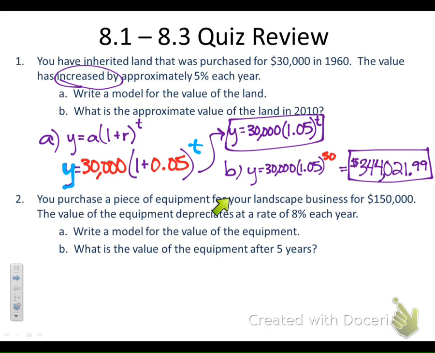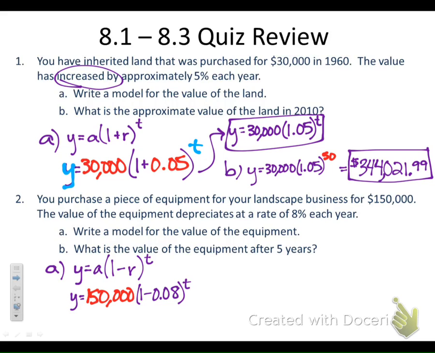You purchase a piece of equipment for your landscape business for $150,000. Value of the equipment depreciates at a rate of 8% each year. Write a model for the value of the equipment. So if I see the word depreciates in the instructions or in the word problem, I'm going to use the simple subtraction formula. Okay, now I've got to figure out what plugs in where. I'm just going to clean it up after I put all those in. So 1 minus 0.08 becomes 0.92 raised to the t power.